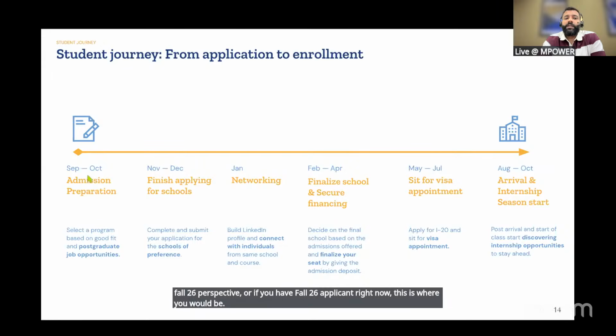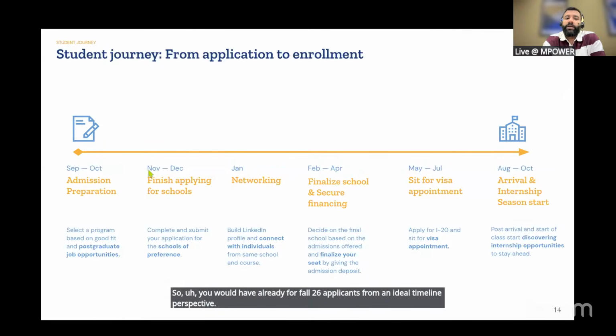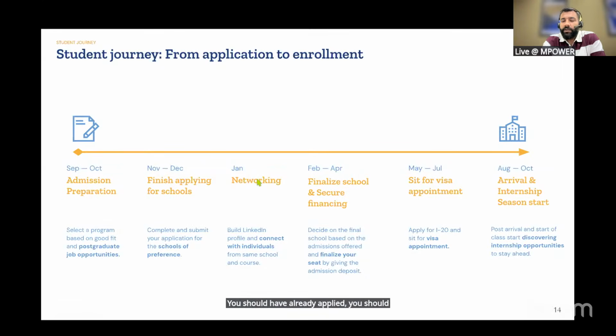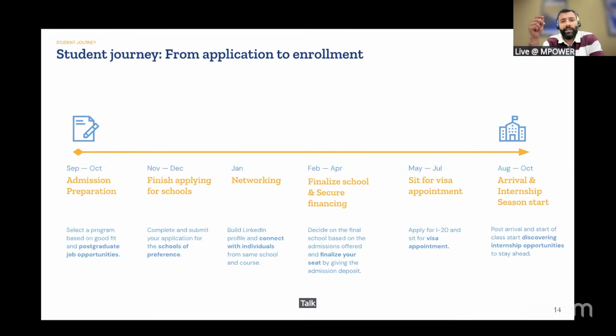So for fall 26 applicants, from an ideal timeline perspective, you should have already applied. You should have already done networking. What we mean by networking is you should have already connected with alumni from the school that you plan to attend, or any school that you're still waiting for an admit for. Just make sure that you connect with professors, connect with alumni in that university, talk to them, make genuine connections. Don't try to do it as a transaction.